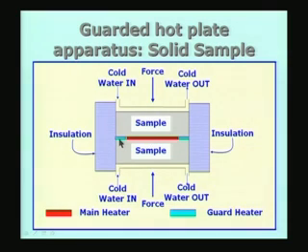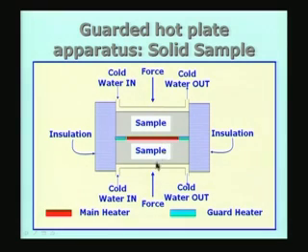I also have the guard heater, which is surrounding the main heater, and what I will be doing is supplying enough heat to the guard heater, so that in the physical gap between the main heater and the guard heater, the delta T, the temperature difference, is very small or equal to 0. In the ideal situation, there should be no temperature difference across the gap. If the temperature difference across the gap is 0, that means there is no heat loss from the main heater in the direction perpendicular to this axis.